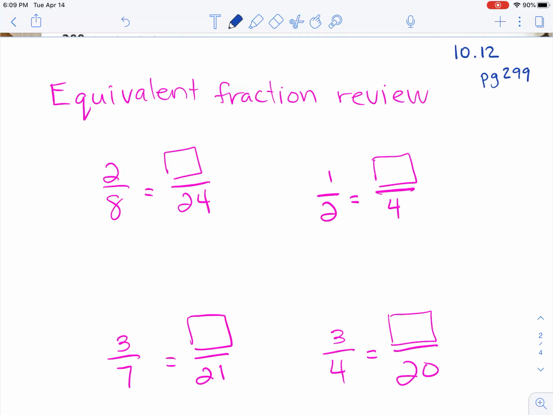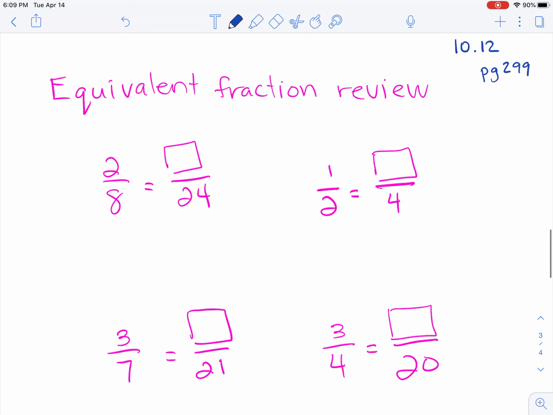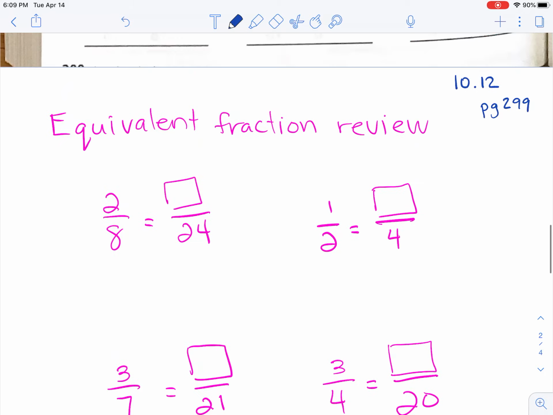But before we do that, I want you to look at this page on the computer. Do not go to your book yet, even though we are on lesson 10.12, page 299. I want to do a quick equivalent fraction review. All right. So what do we do to find equivalent fractions? Some of these are easier than others, but let's do a quick review.